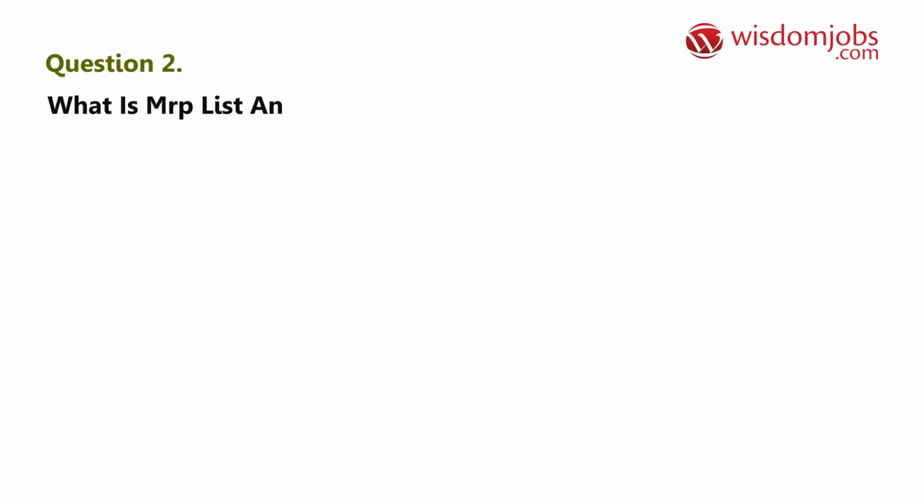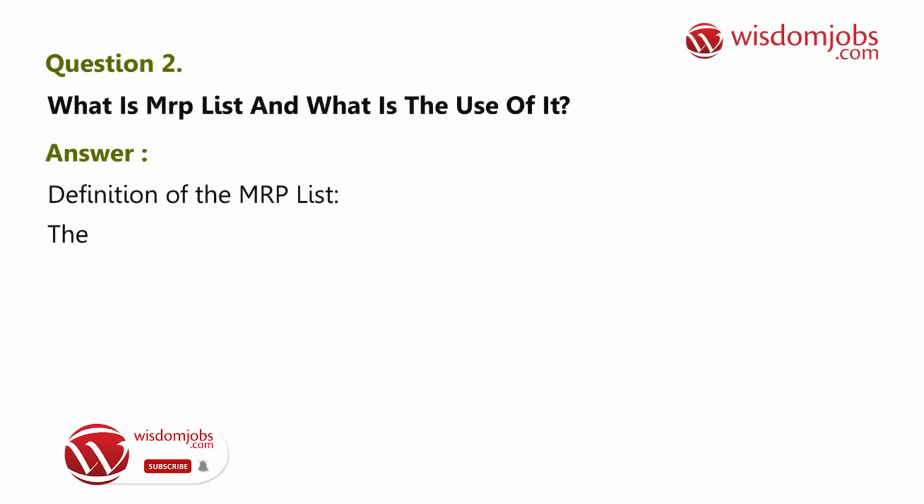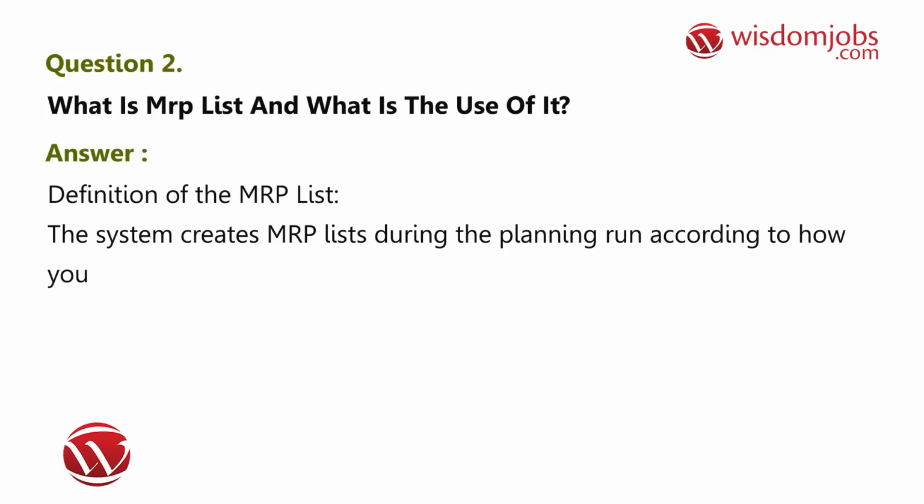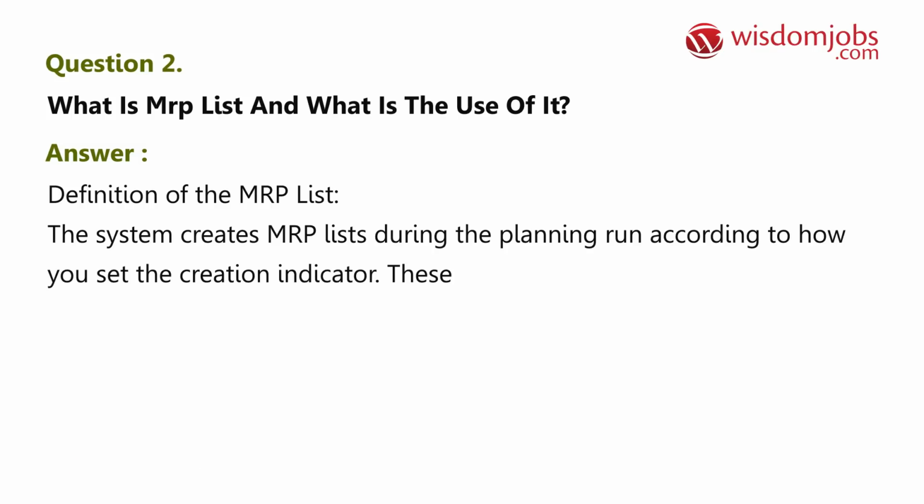Question 2. What is MRP list and what is the use of it? Answer. Definition of the MRP list. The system creates MRP lists during the planning run according to how you set the creation indicator. These lists contain the planning result for the material.